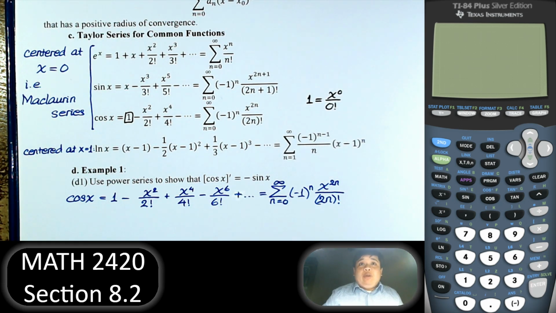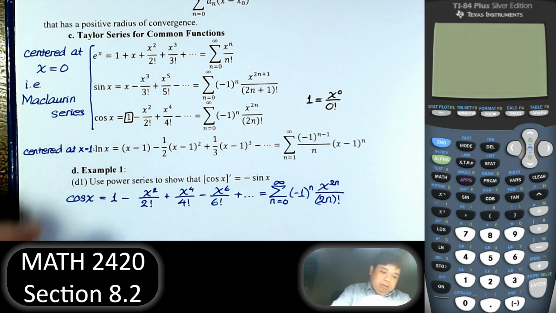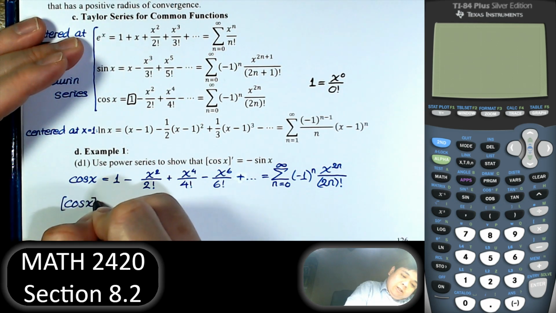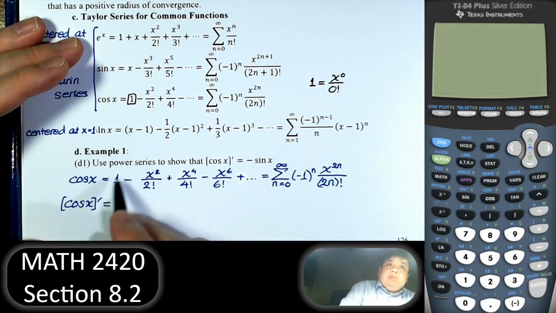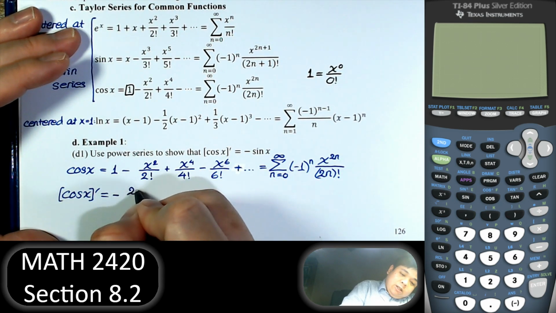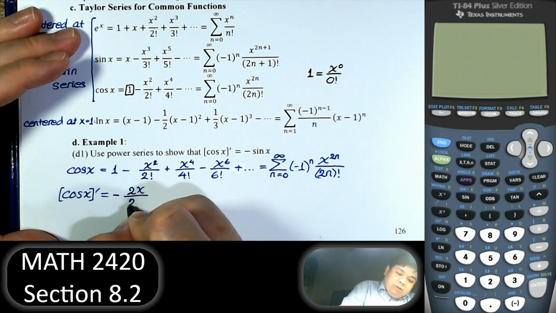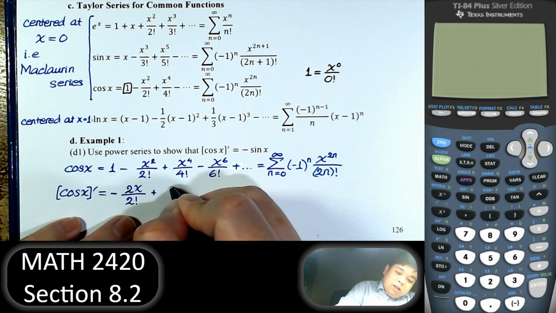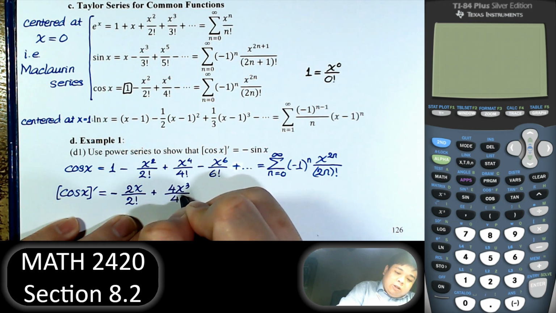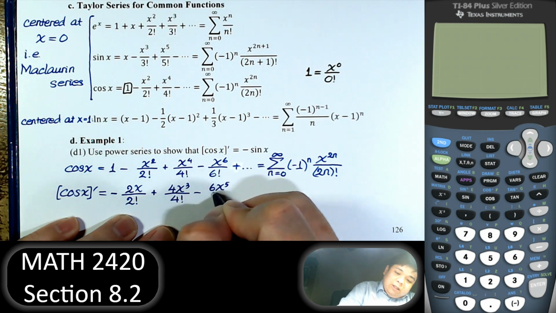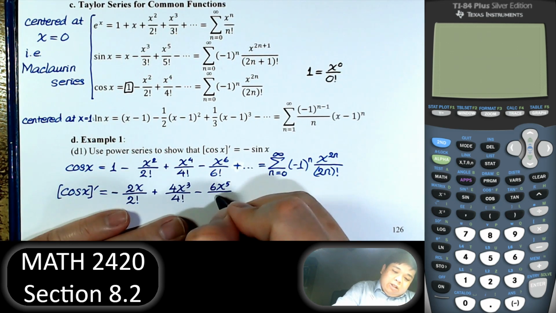Right. Now we take the derivative of everything. Derivative of cosine of x. Derivative of 1 is 0. Derivative of this, we have negative 2x over 2 factorial, plus 4x cubed over 4 factorial, minus 6x to the 5th over 6 factorial.